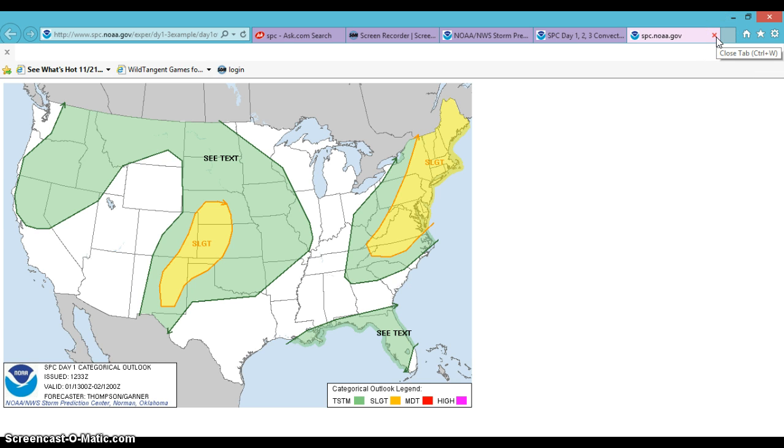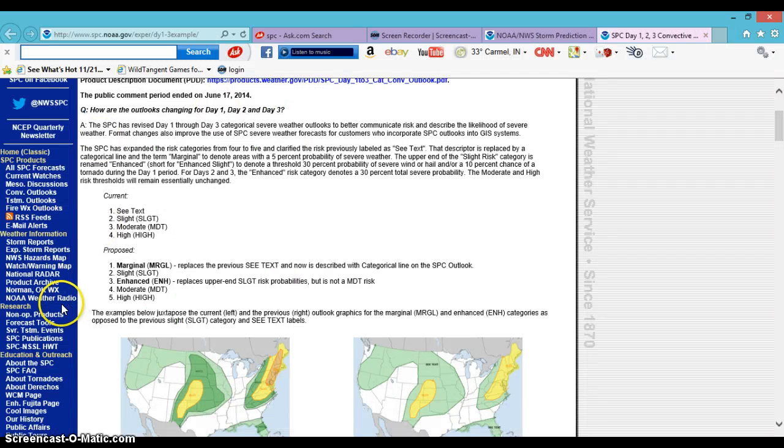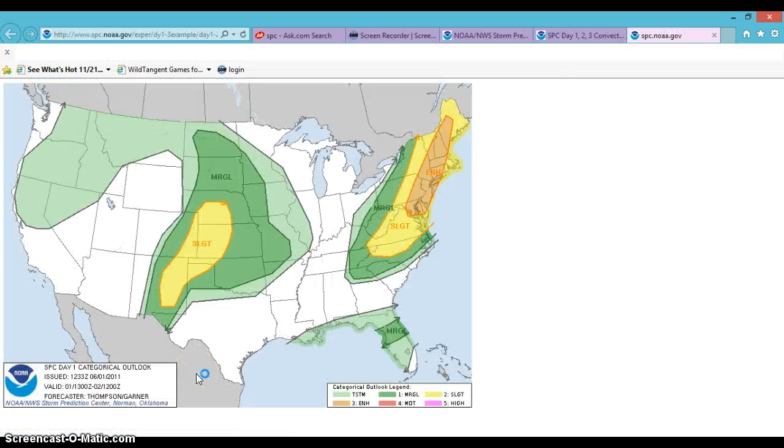I know that's all confusing, but what it would look like now is this. Instead of having the word C-text, there would actually be an official marginal risk area of severe weather. You've never heard them talk about this on TV before because it's new, and this is one of the new changes that they have made to the outlooks. So there's a marginal risk, and then there is a slight risk. Like I said, it used to just be a slight risk. Now it's marginal, and then it's slight.